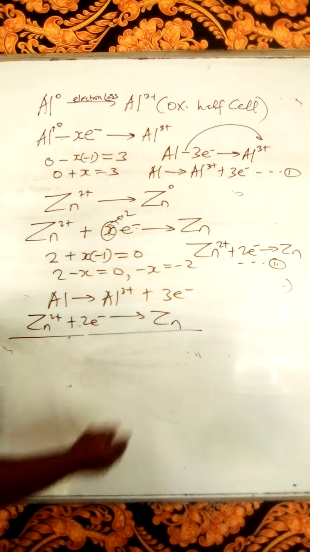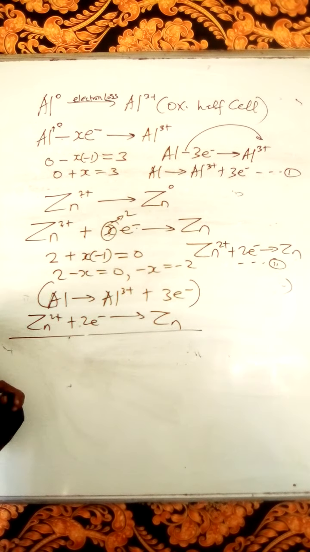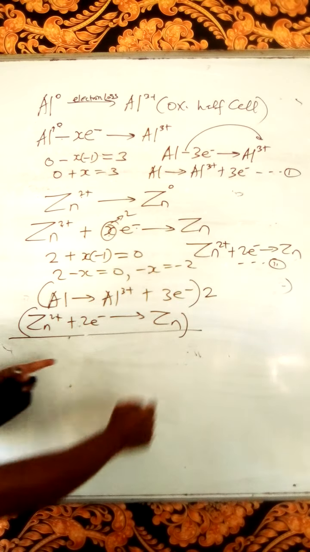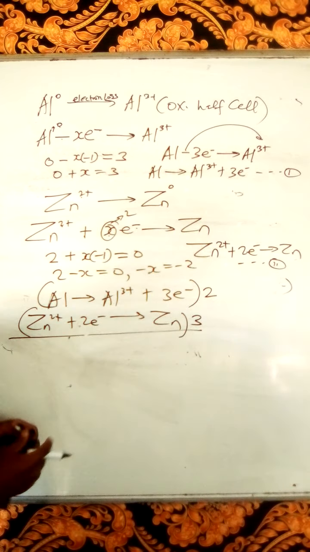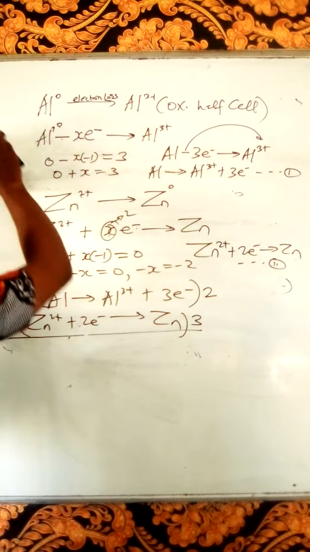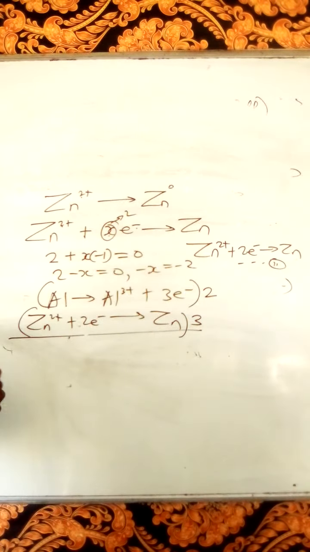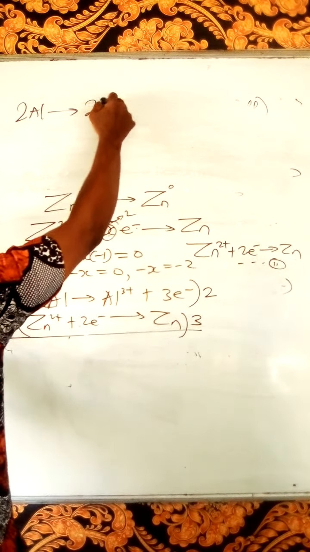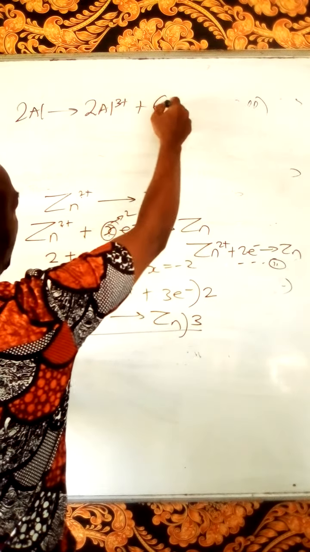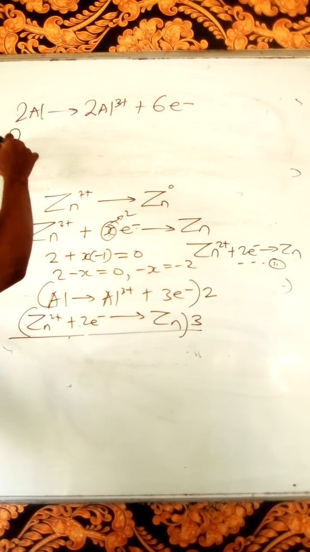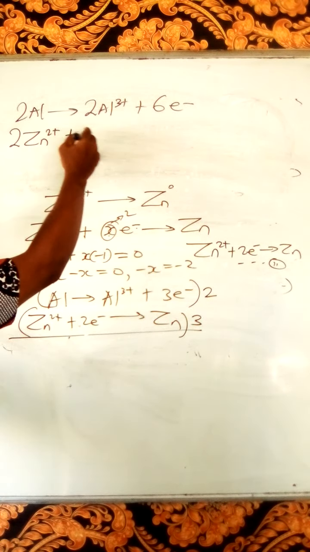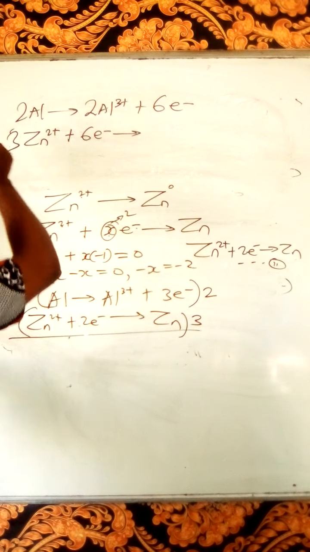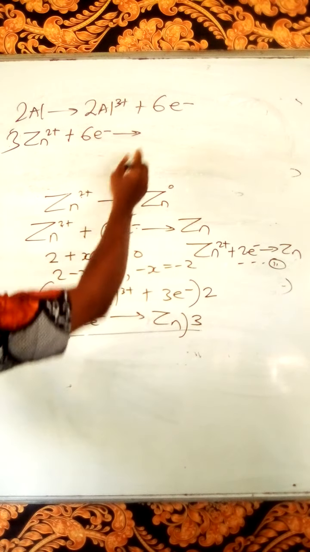So what do we do? We multiply the first equation by the electron coefficient of the second, which is 2. We multiply the second equation by the electron coefficient of the first, which is 3, to make the electrons equal and eliminate them. When we do that, we multiply the number of moles in front of the substances. We have 2Al giving us 2Al³⁺ plus 6 electrons. Then 3 Zn²⁺, 3 moles, plus 6 electrons giving us 3 Zn.